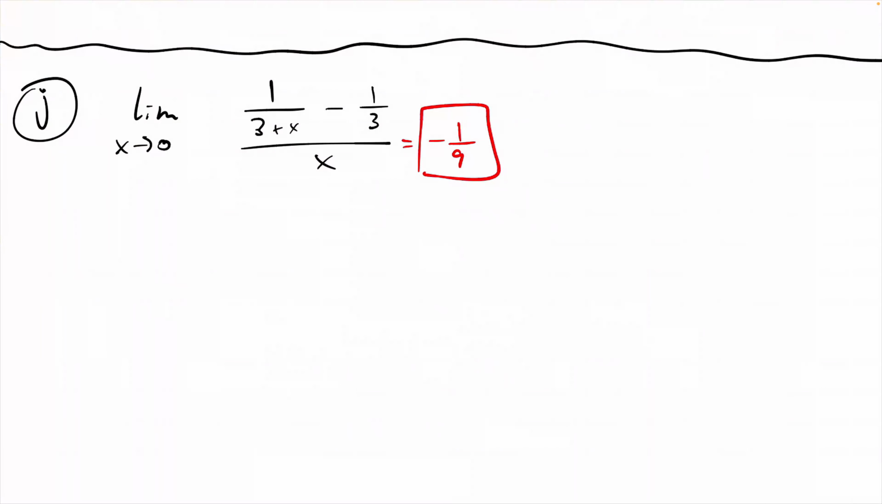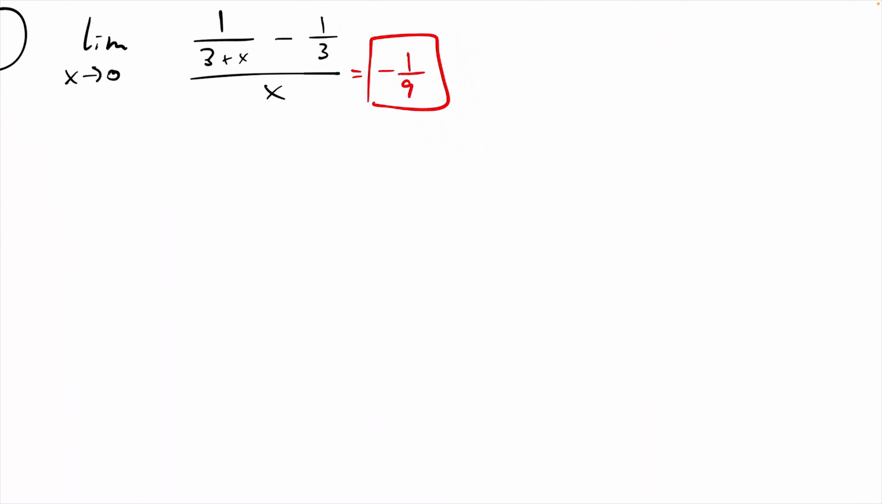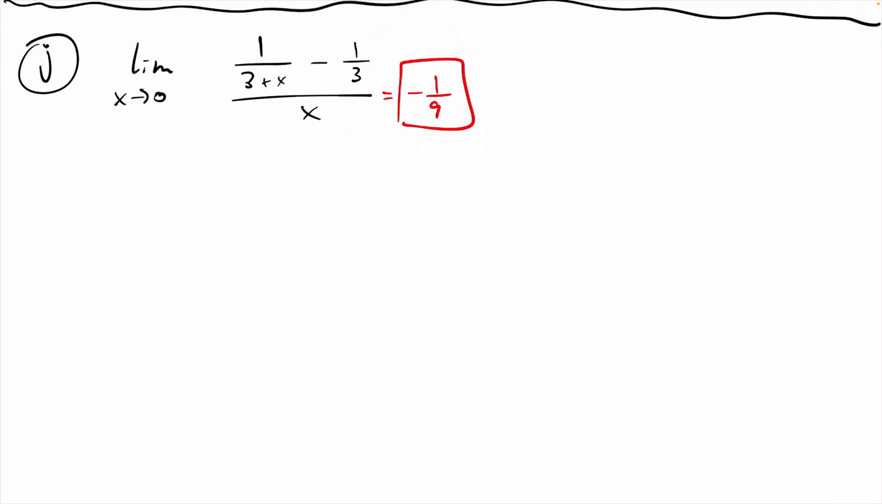All right. So plug in 0. I get 1/3 minus 1/3 over 0, which is 0 over 0. Okay, that's when we know we need to try another method. So the method I'm going to try is common denominators. So I'm going to do that over here. So I have 1 over x plus 3 minus 1 over 3.